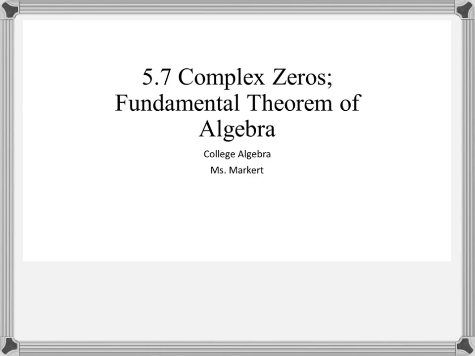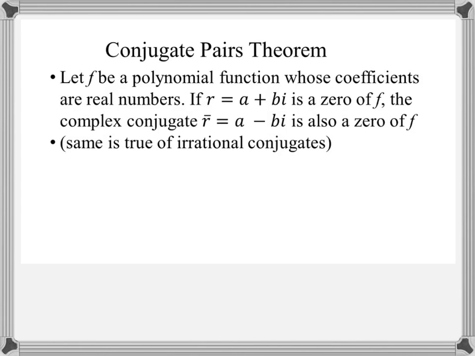Complex zeros and the fundamental theorem of algebra. So another theorem that will help us here is the conjugate pairs theorem. Let f be a polynomial function whose coefficients are real numbers. If a plus bi is a zero of f, the complex conjugate a minus bi is also a zero of f. And the same is actually true of irrational conjugates.